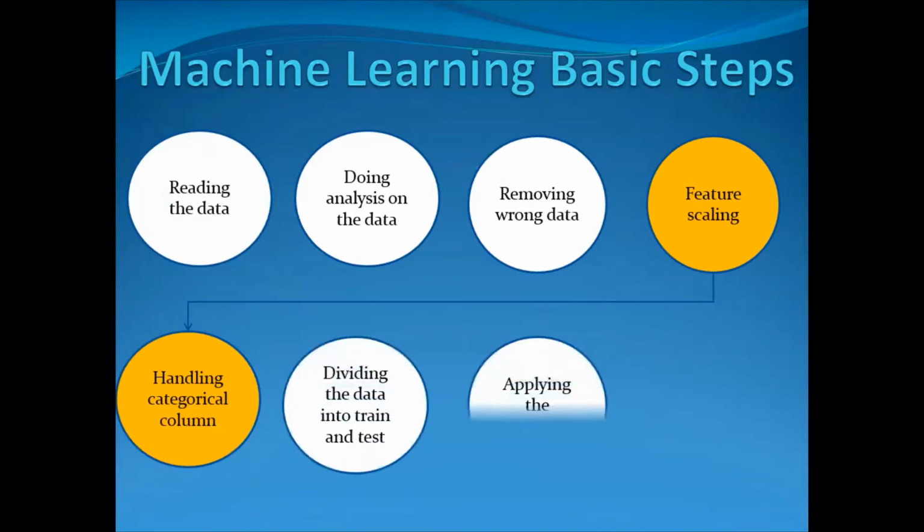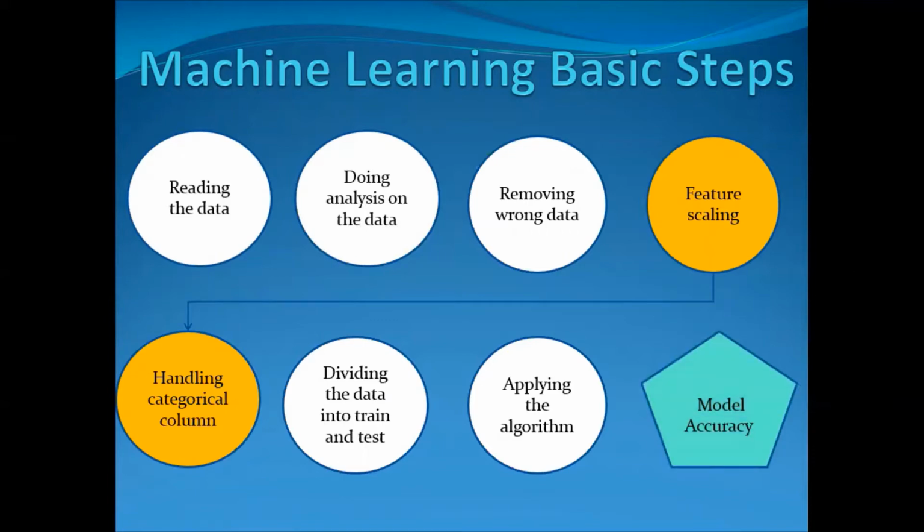Dividing the data into train data and test data and applying the algorithm. Basically, we will divide our data into train data and test data. Train data is the data on which we'll be applying the algorithm, the machine learning model will learn, and then we'll evaluate it on the test data. Once we do all these things, we'll see what accuracy we have reached, that is, what is our model's accuracy. These are basic machine learning steps.